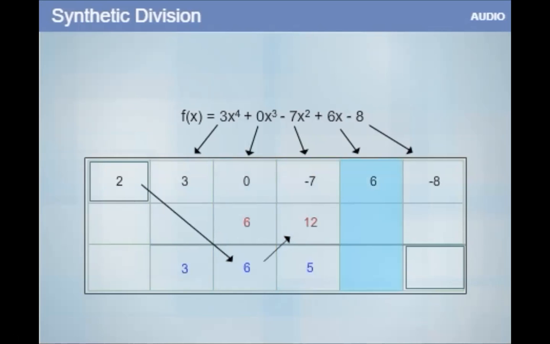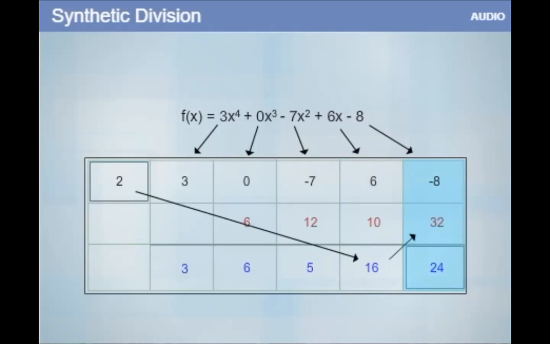Now continue this process, multiplying the 5 from the bottom row with the 2 and writing the result below the 6, then add vertically, writing the result below. To fill in the next column of the array, multiply the 16 from the bottom row with the 2, writing the result below the -8, then add vertically, writing the result below.